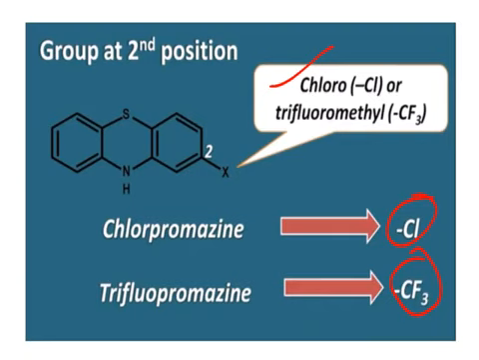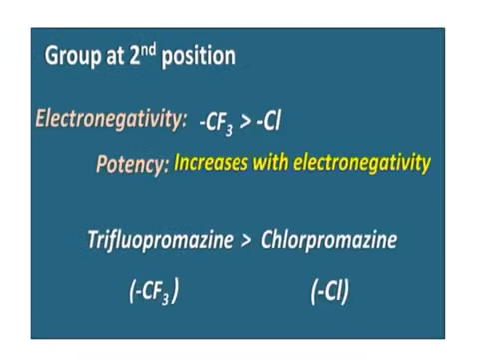CF3 has more electronegativity than chlorine. The phenothiazine antipsychotic agents having CF3 in their ring structure are more potent as compared to the compounds having Cl, because the electronegativity of CF3, the trifluoromethyl group, is more than chlorine. So here you can find that potency increases with electronegativity. Triflupromazine has CF3, and chlorpromazine has Cl. So chlorpromazine is less active as compared to triflupromazine, as it consists of CF3, which is the more electronegative group.